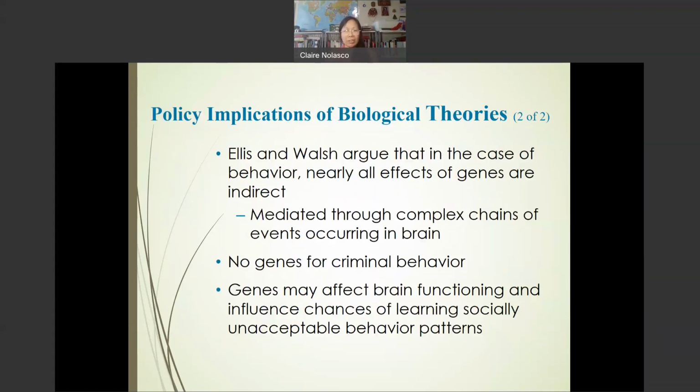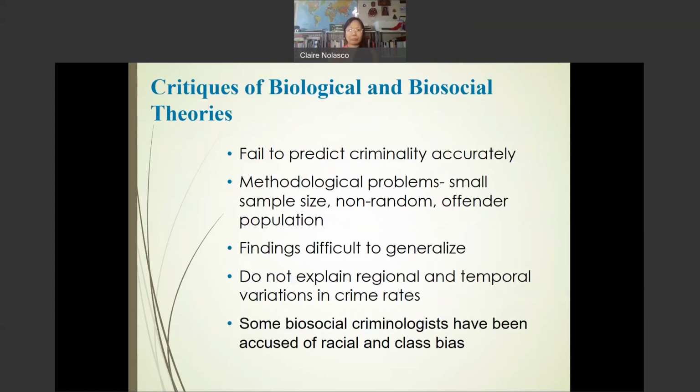Ellis and Walsh argue that in the case of behavior, nearly all effects of genes are indirect. They are mediated through complex chains of events occurring in the brain. So, what does this tell us? There is no gene for criminal behavior. On the other hand, genes may affect brain functioning and influence chances of learning socially unacceptable behavior patterns.